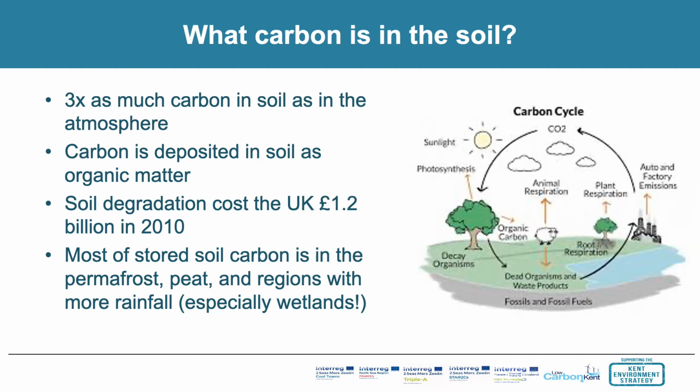Most of the soil carbon is in permafrost, peat, and generally regions with more rainfall, especially things like wetlands. And that's just because you'd find a lot more carbon in soils around the UK than you would in a desert and things like that.